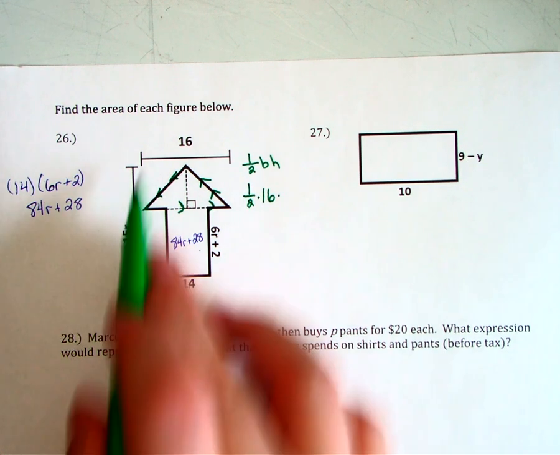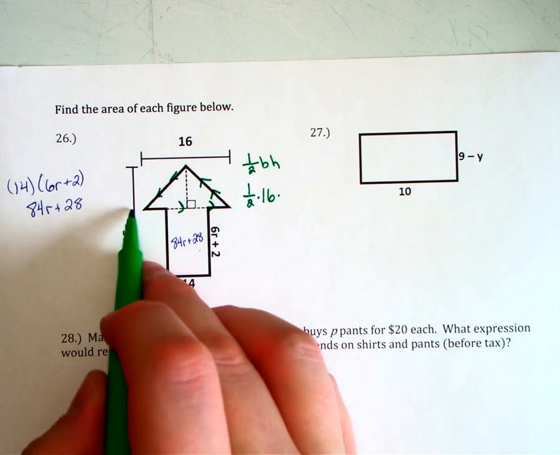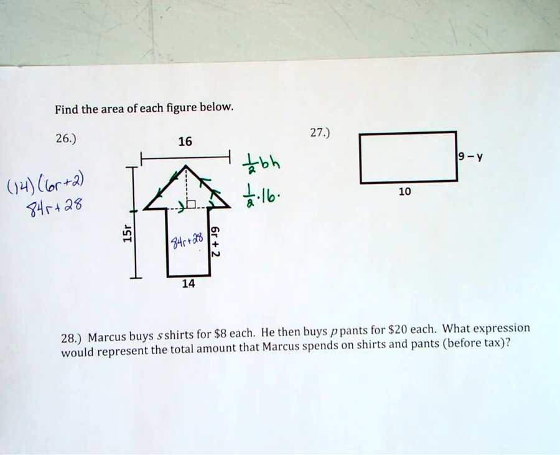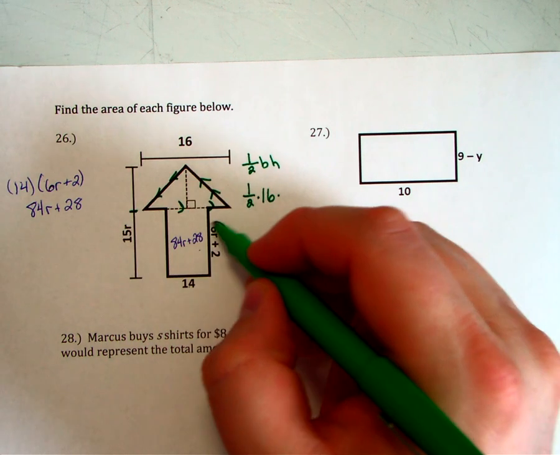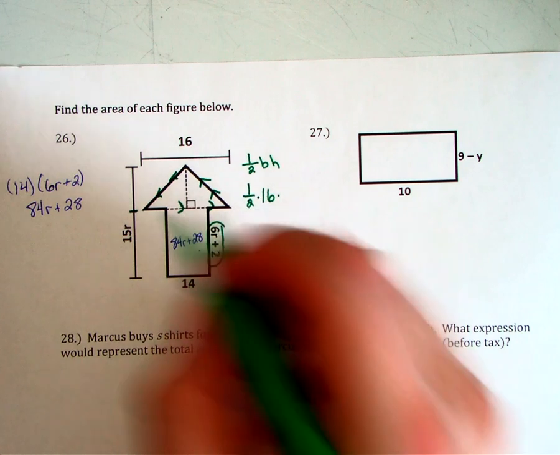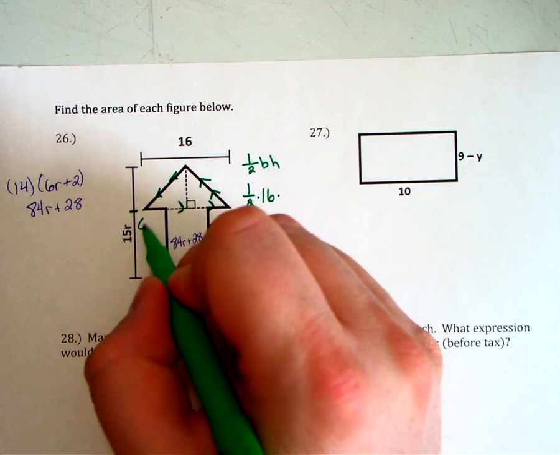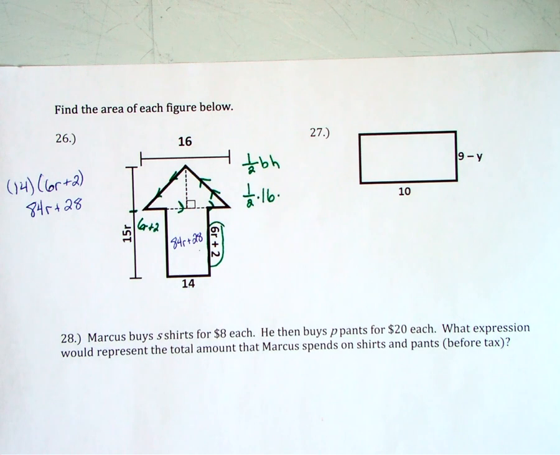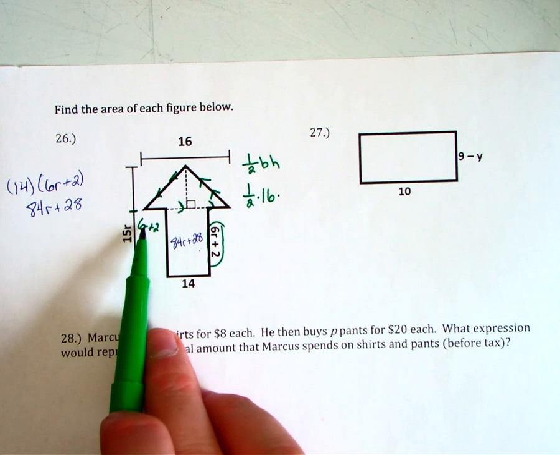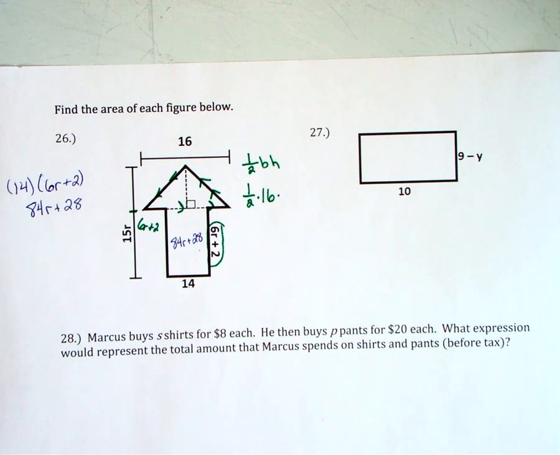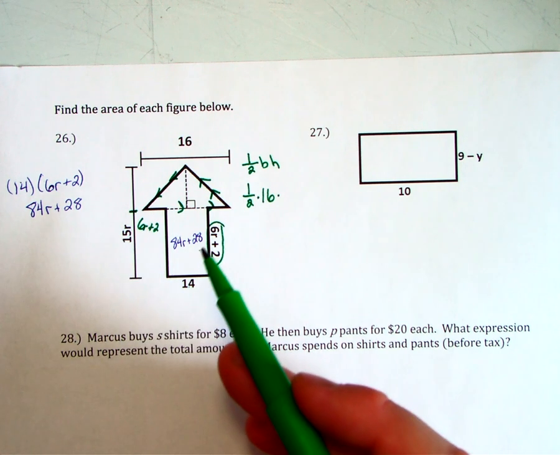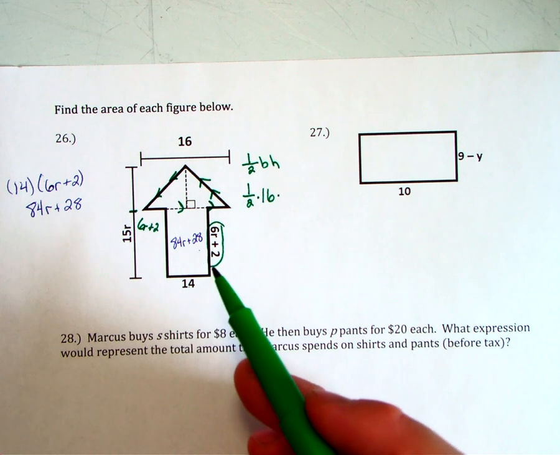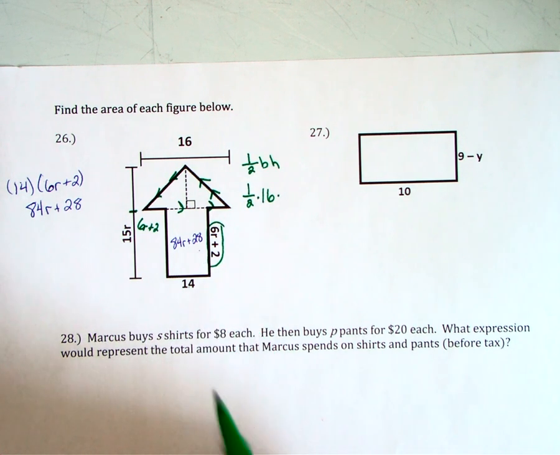Now the height's a little bit trickier because we aren't really given the height. Notice over here that the entire height of this shape is 15r, but we only want to know the height of the triangle. Now this is where having this piece of rectangle down here helps us out, because the piece of rectangle down here is 6r plus 2. Now generally this would be much easier if we knew that this was 15 and this was 6. We could find the remaining difference of 9. But since we have variables in here, it becomes a little bit more complicated.